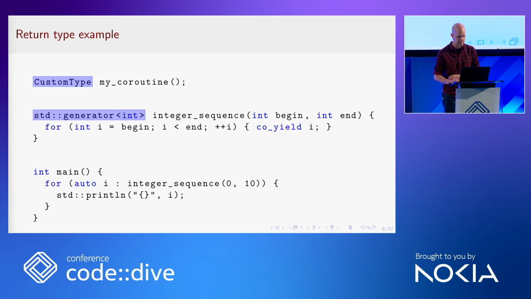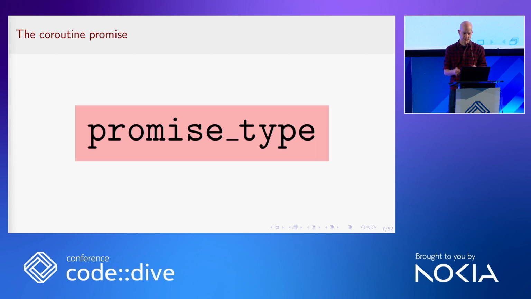The second part of the mechanism is the promise type. So while the return type determines the user-facing interface, the promise is part of the compiler-facing interface. It provides means for customizing the behavior that is invoked during startup and shutting down of the coroutine.